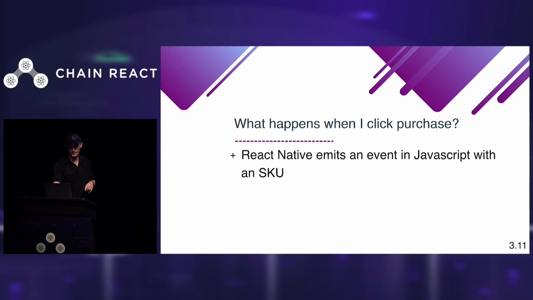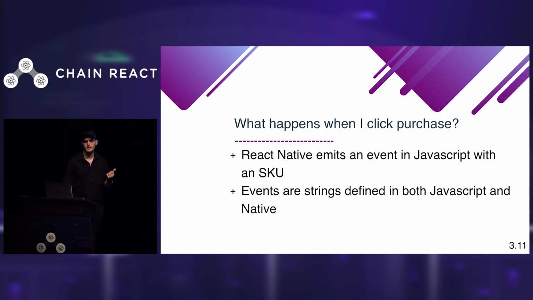So when I click purchase, React Native is going to emit an event in JavaScript with an SKU. An SKU, for those of you who haven't worked in commerce, is just a unique identifier that maps back to an item. In this case, it would probably be put into Apple Pay, but it could be a Shopify ID or something else. Events are just strings that are defined both in JavaScript and in native.